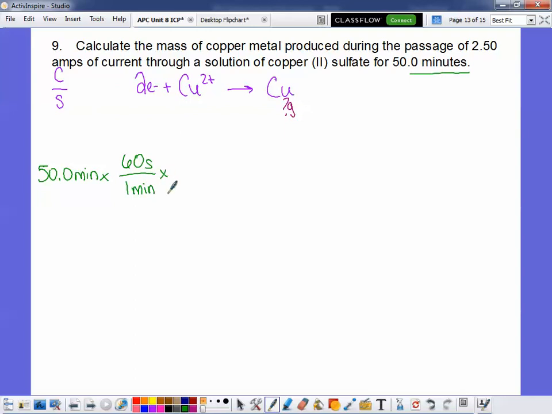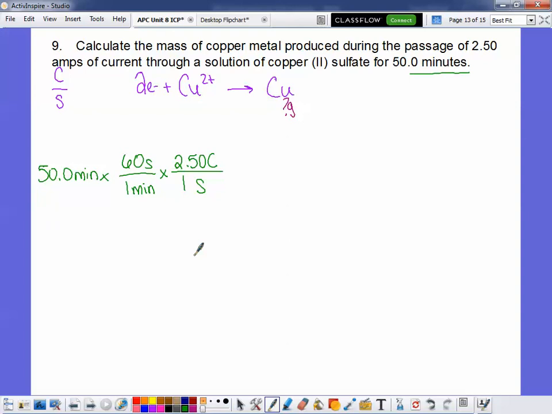What can I convert seconds to? Coulombs. I can use the amps to convert seconds to coulombs. So it's 2.50 coulombs per 1 second. That's an amp. All right. I want to get from coulombs to grams.